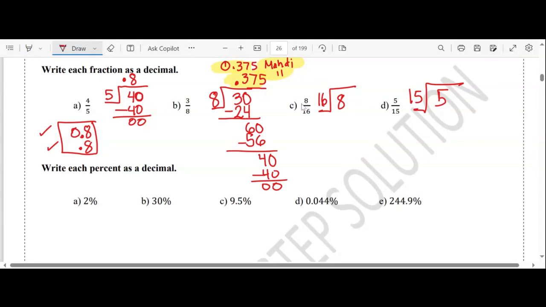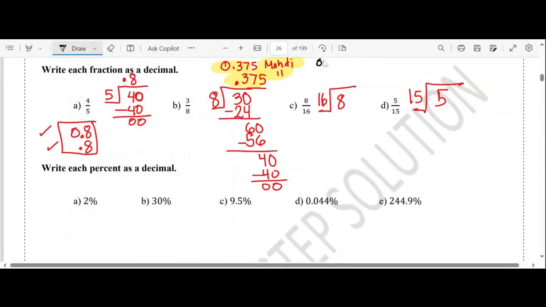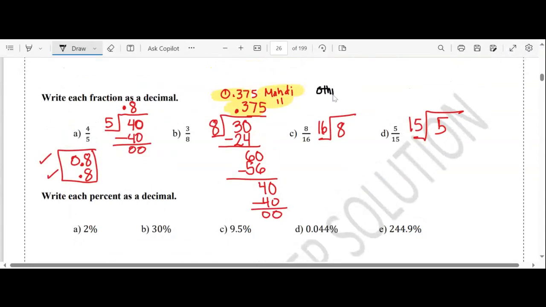Yalla, do the next one. Nader or Mahdi. Yes, and your name? Othman. Okay, what's the answer? I think one half. Mahdi, what do you get ya Mahdi? 0.5. Nader, what do you get? 0.5. So let's try to do it together.